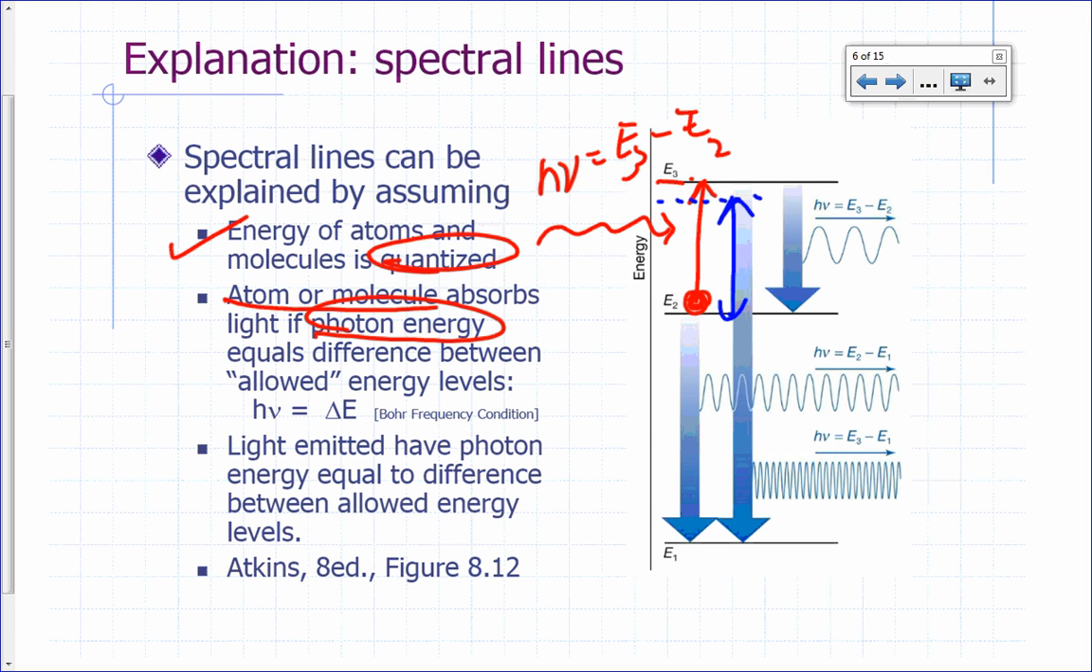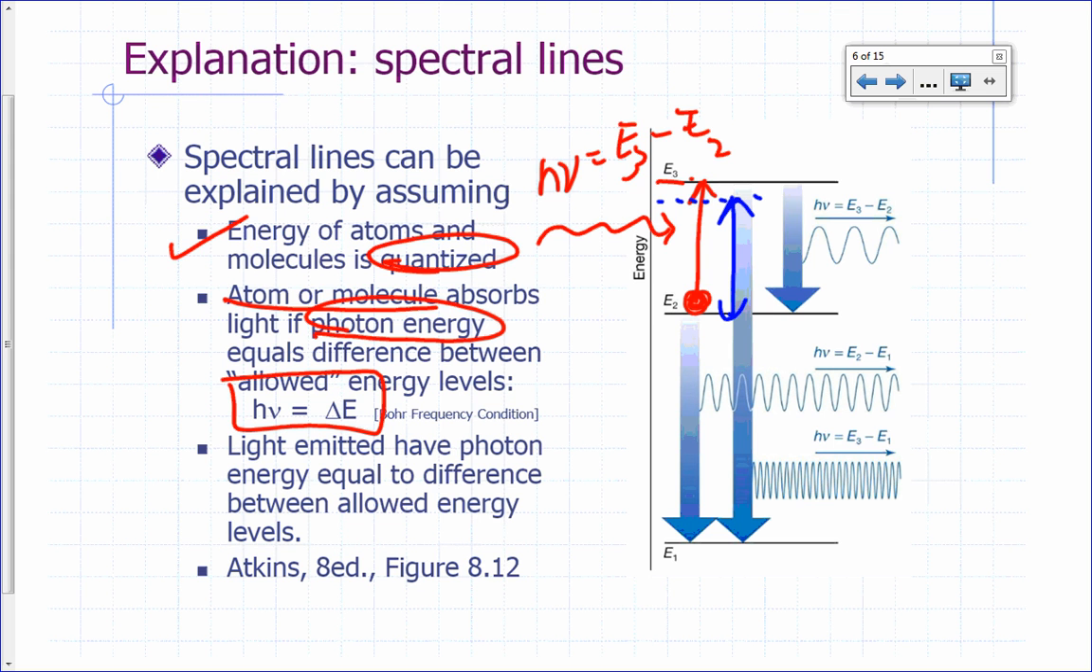Okay? So it has to correspond to an allowed energy difference, the difference between allowed energy levels of the atom or molecule. So h nu, the energy of the photon, must equal delta E. So this equation right here, this is known as the Bohr frequency condition.